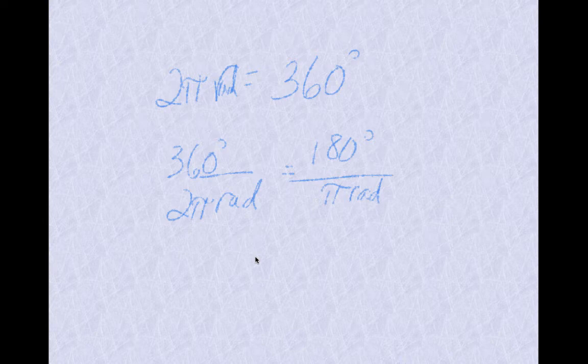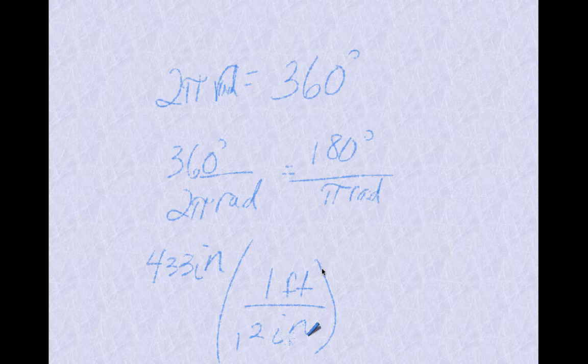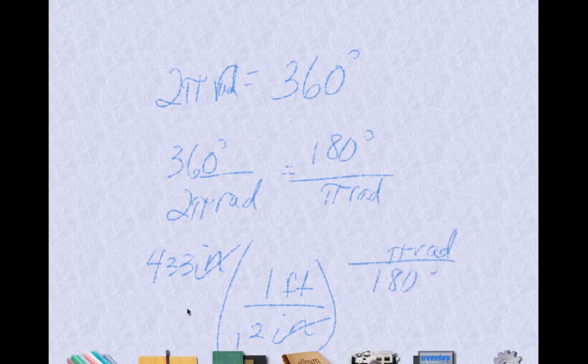Also, if I had, say, 433 inches and I asked you how many feet that is, you'd divide it by 12, because what you'd really be doing is saying, I want feet, here's 1 foot is 12 inches, and that's the way I get to cancel inches. Similarly, I could multiply by pi radians over 180 degrees. And I'm really just multiplying by 1. And then I get to cancel out whatever unit I wanted to cancel out.